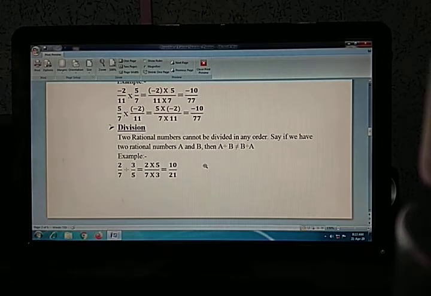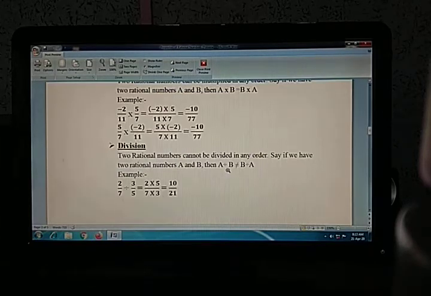Now in case of division, what is written here? Two rational numbers cannot be divided. If we have to find out the division of two rational numbers, then the commutative property does not hold. That is, a divided by b will not be equal to b divided by a.